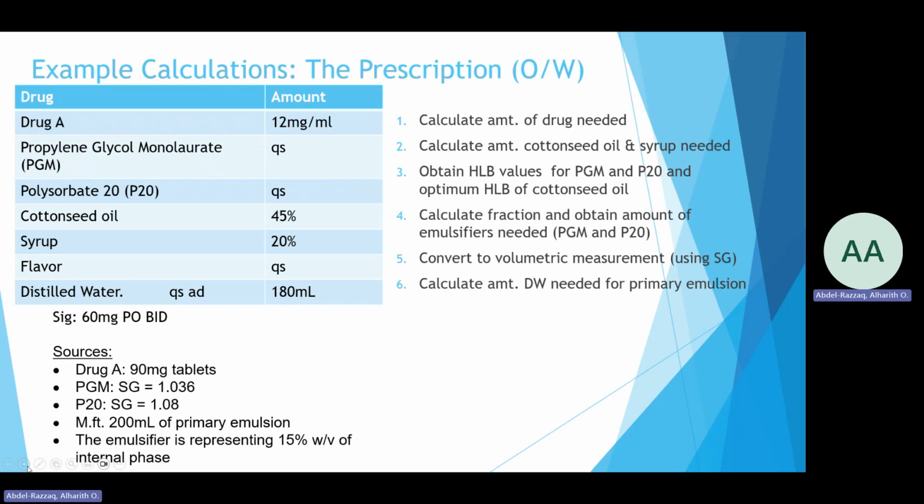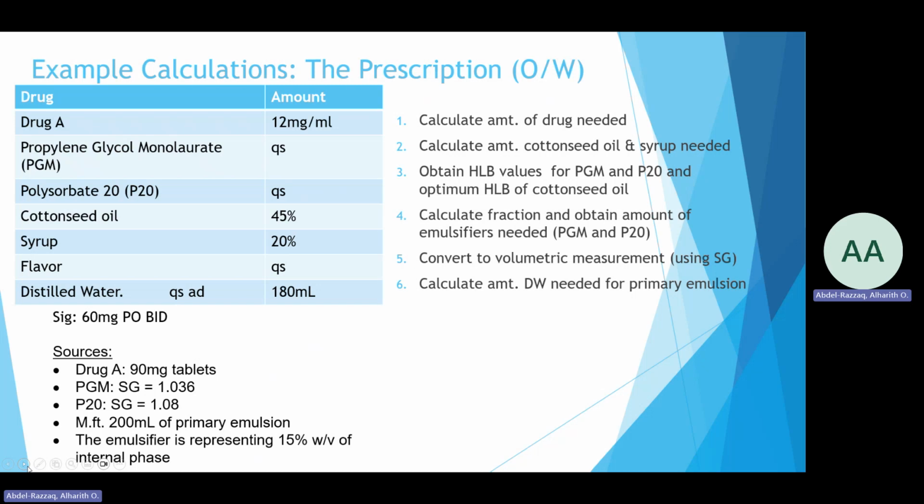So now let's do an example prescription. Take your time reading this and pause here if you want to try solving this on your own. We have our basic prescription, and this is going to be specifically in oil and water. Our sources are going to be at the bottom left, included with our SIG. And I really want you guys to think about this as a stepwise approach.